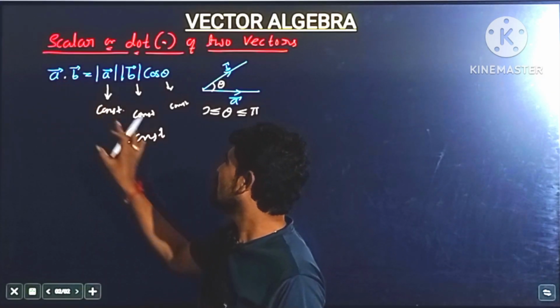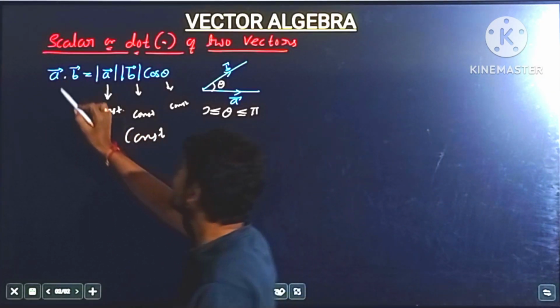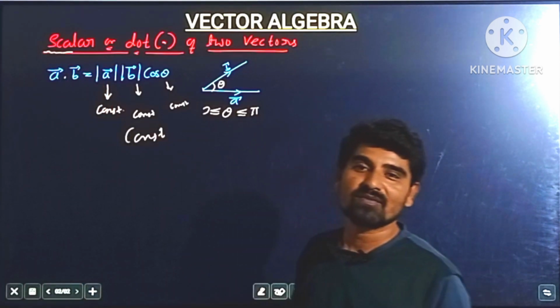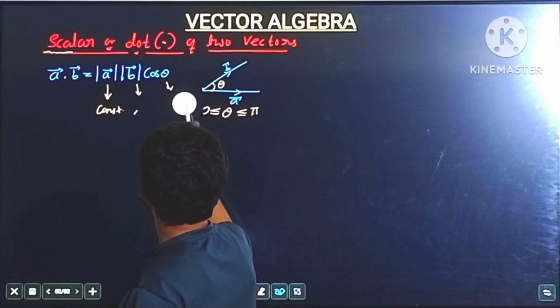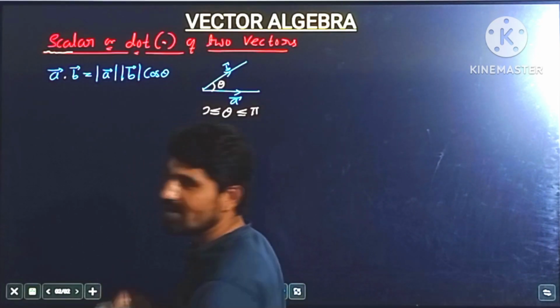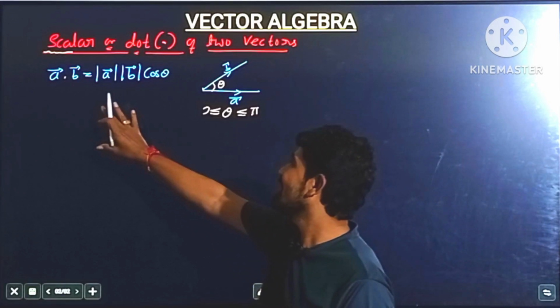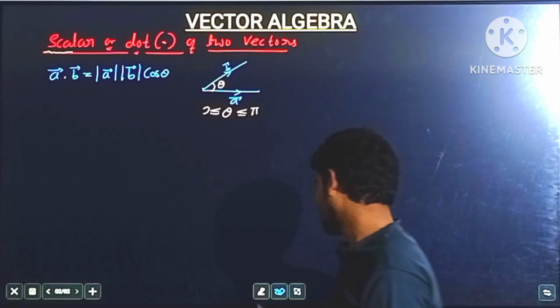Therefore, dot product of two vectors is a constant number, and that constant is nothing but a scalar quantity. So that's why we call it a scalar product of two vectors. Dot product of two vectors always gives a scalar value or a constant value. That's why we call it scalar product of two vectors a vector and b vector.